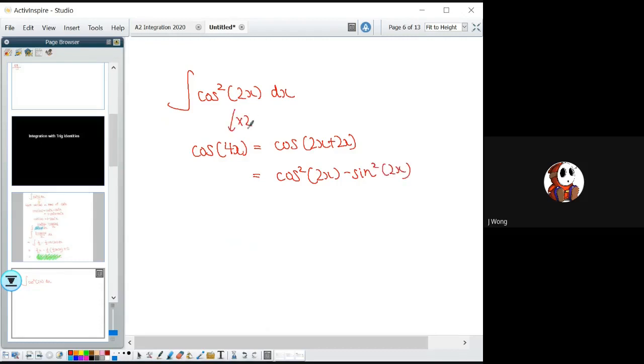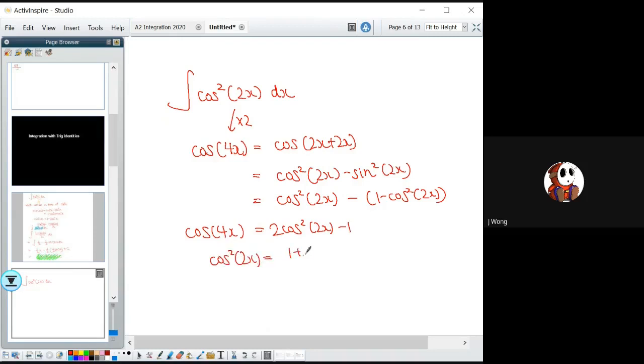And then after that, you can rewrite the whole thing just in terms of cos squared by changing sine squared into 1 minus cos squared. And then if you make cos squared 2x the subject, you'll get a fraction. So cos of 4x is 2 cos squared of 2x minus 1. Make that the subject, so you have cos squared of 2x equals 1 plus cos of 4x over 2. And then you can put it back into your integral and finish the question.